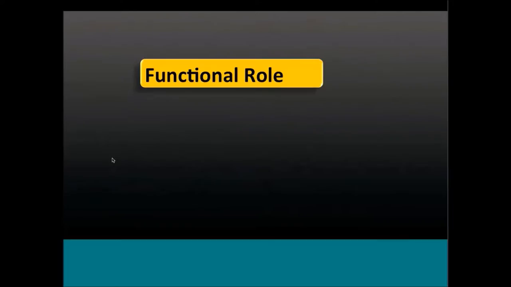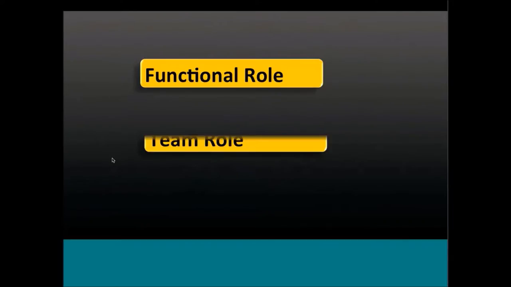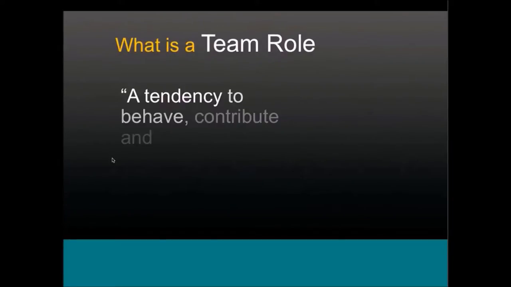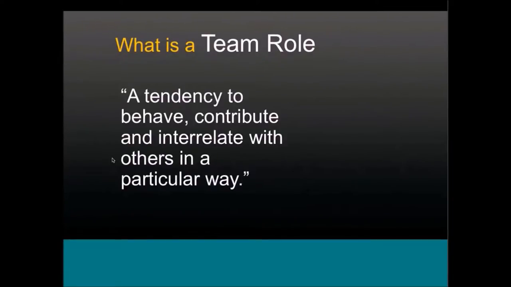The second role that Meredith Belbin discovered is what he calls a team role. The functional role is the job. The team role is what we are as an individual. Interesting. So what is a team role? Meredith Belbin defines a team role as a tendency to behave, contribute, and interrelate with others in a particular way. Some lovely words. Let's look at the first word, tendency.